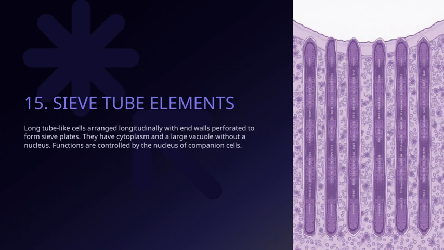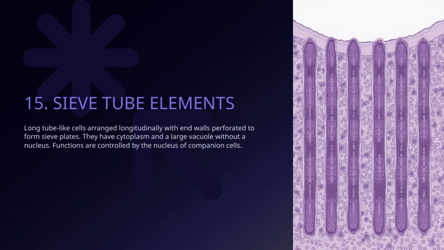What's interesting is that these cells contain cytoplasm and a large vacuole, but notably, they lack a nucleus. This might seem unusual, but it actually helps optimize the transport process. However, controlling the functions of these sieve tube elements is the nucleus of their companion cells.